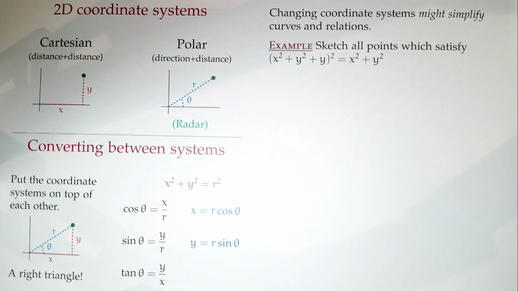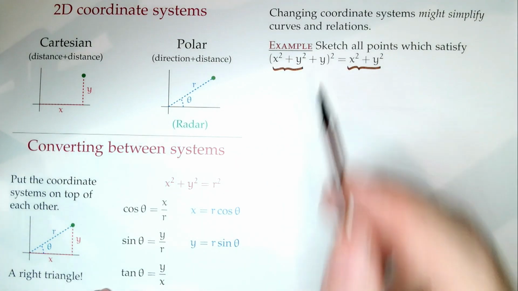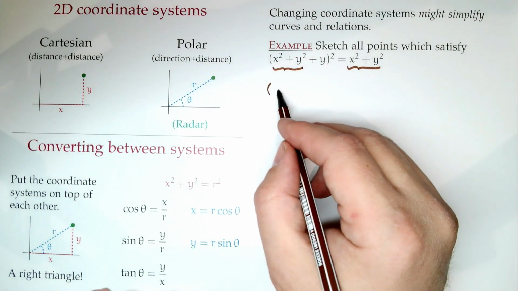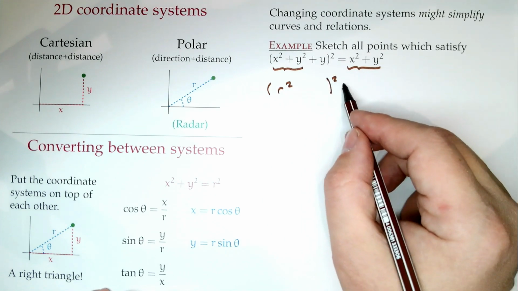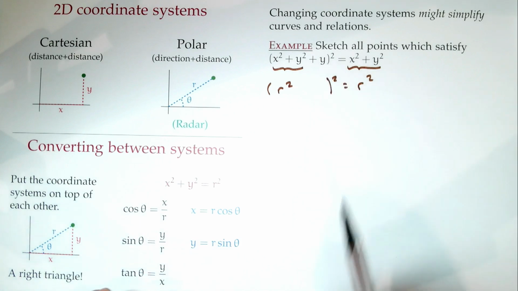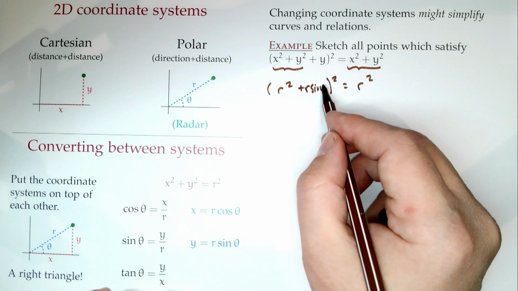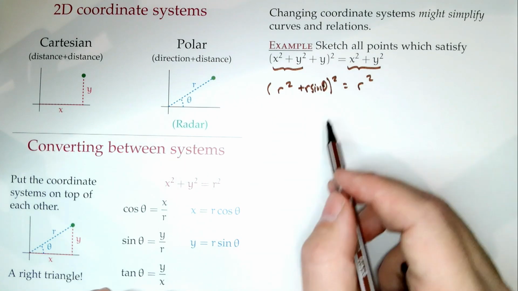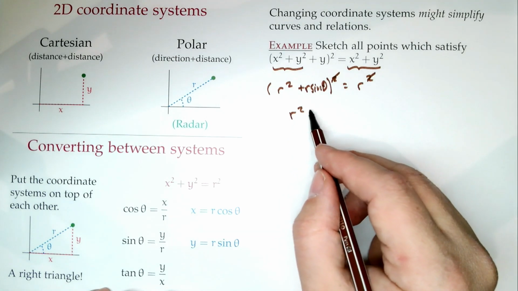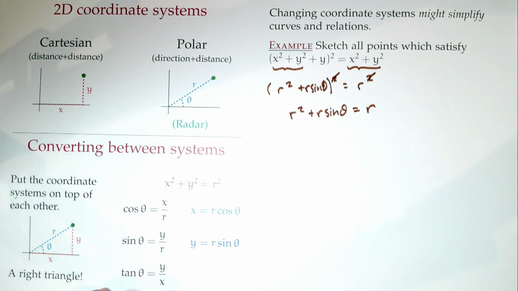Okay, so let's see, what can we do? Well, I see some x squared plus y squareds. What can I do with those? Turn them into r squareds. So I have an r squared equal something else, r squared. What about the y? R sine theta. Okay. Now, both sides are squared. Okay. Get rid of the square. Square root. So, r squared plus r sine theta is equal to r.